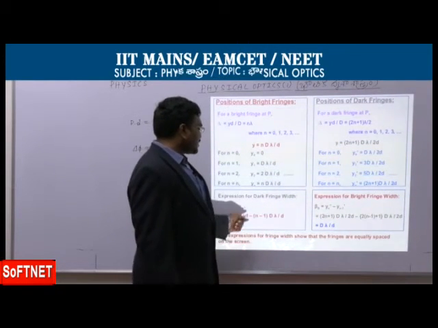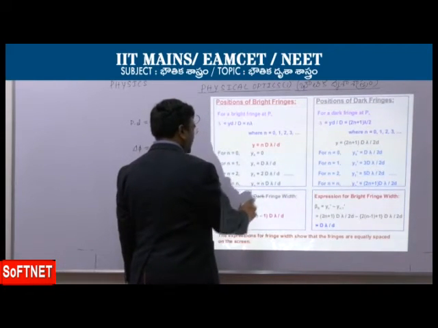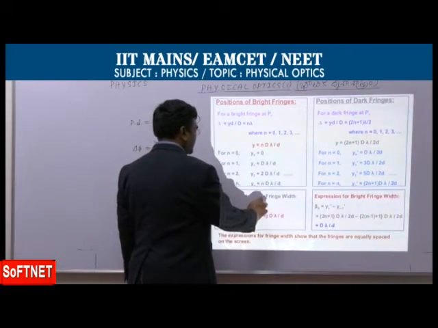Now, the expression for the dark fringe. Here actually it is not dark, it is bright. It is bright only.